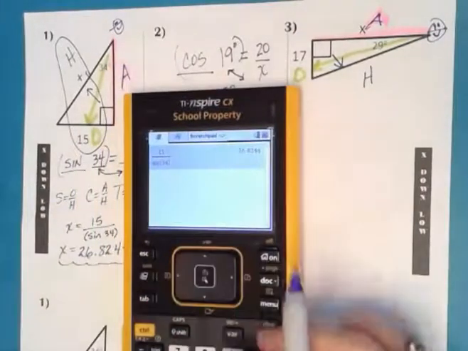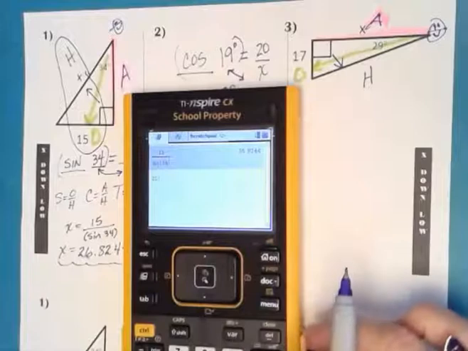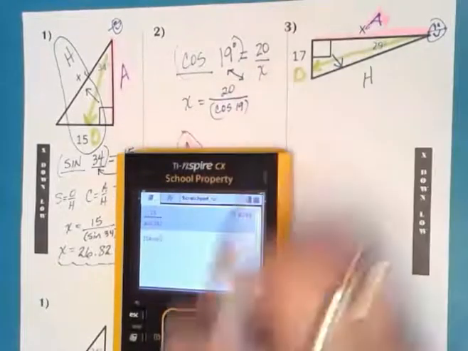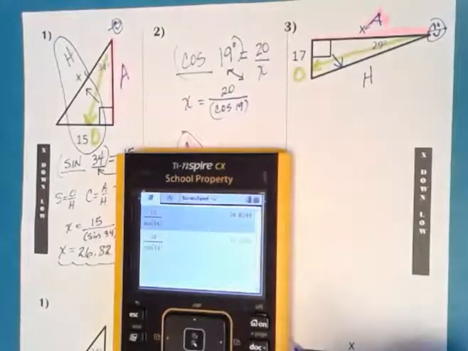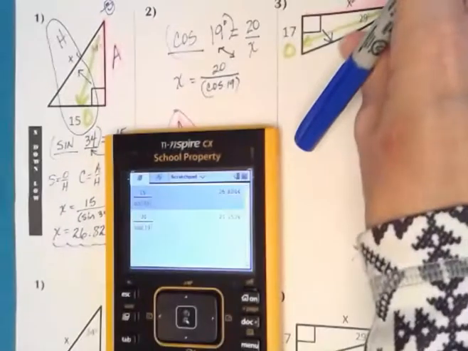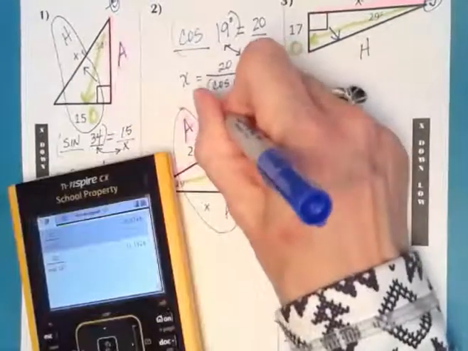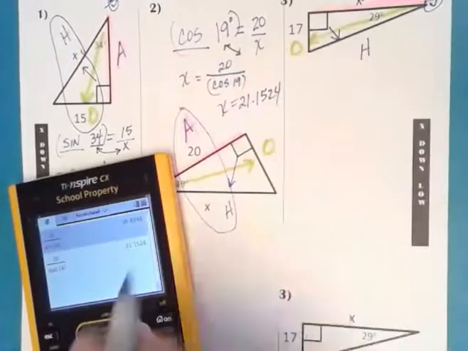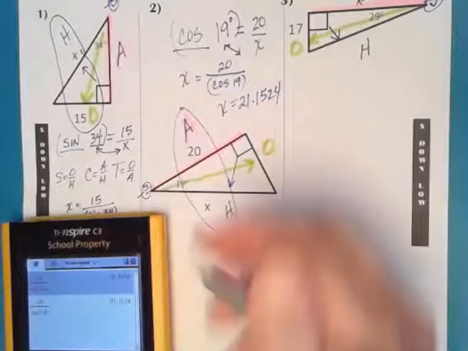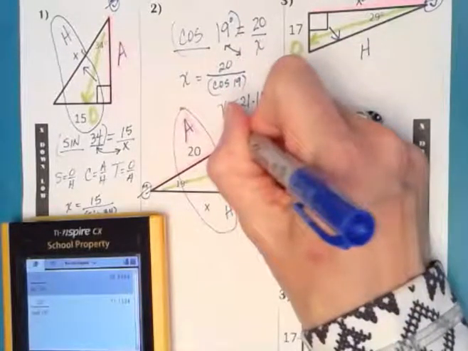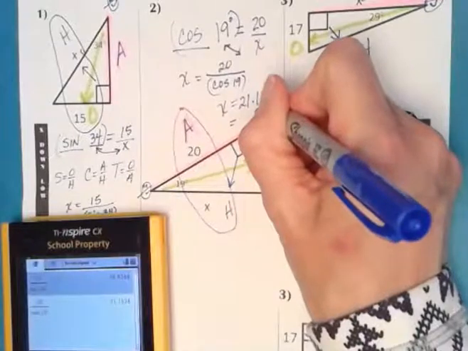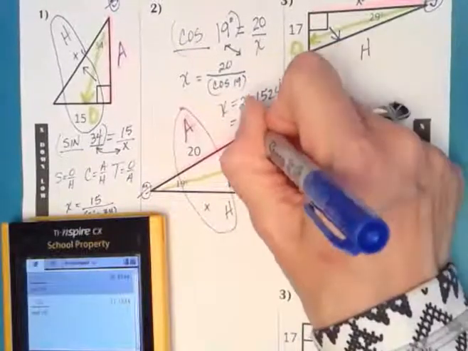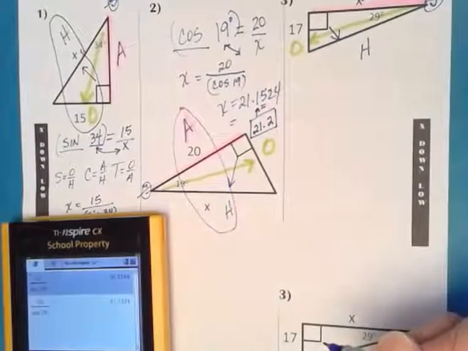So we will go 20 divided by, hit the trig button, cursor over to cosine, and we'll put in the 19. And the answer, whoops, my whole paper just moved, sorry. X will equal 21.1524. They asked you to round it to the 10th position. This is the position, so we'd look just to the right, and this number is 5 or higher. We raise it to 0.2. So that would be to the 10th position, just for a little bit of rounding practice.